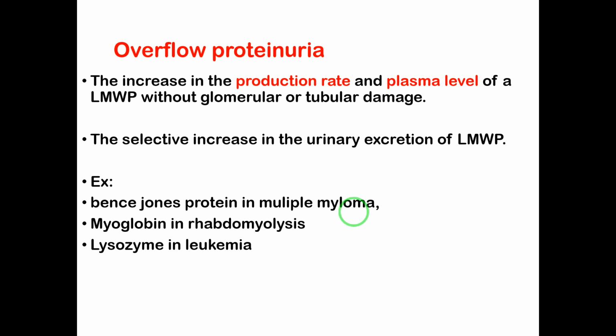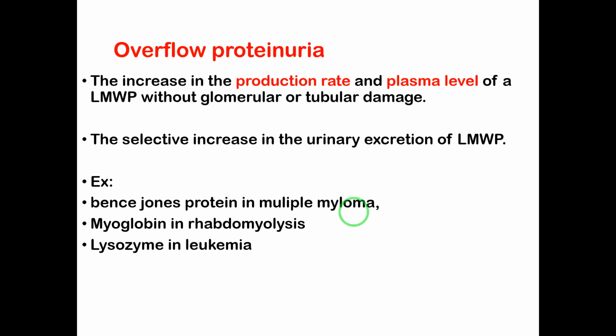For example, when there is damage to the muscle, and this is called rhabdomyolysis, there will be release of the protein that is found in the muscle, which is called myoglobin. It will be released in very large quantity, so the tubule cannot reabsorb all of the filtered myoglobin, and this will appear in the urine.